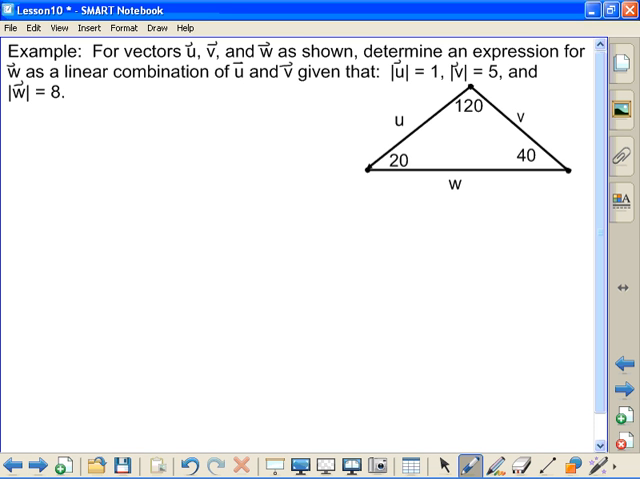So if we want this to work, it actually can't work as is because the u vector had to be stretched a little bit, so it's been multiplied by an a value. The v vector has to be multiplied by some other value as well in order to get it to be this w vector. So we know the magnitudes.